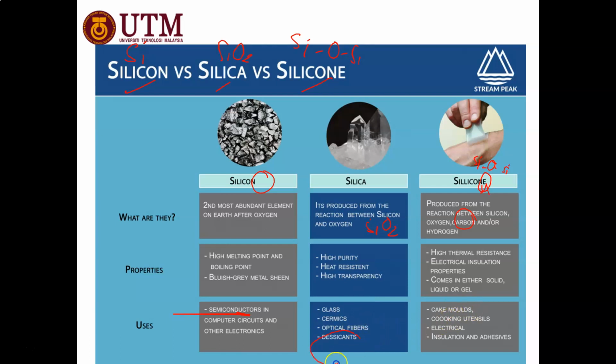Okay, desiccant yang saya sebut tu untuk serap air. While silikon dia banyak kita guna untuk cake molds, untuk baking, untuk cooking utensil, electric and insulation and adhesive. So itu beza antara tiga ni. Jangan tersalah bila kita cakap pasal elemen tak ada E, kena ingat benda ni orang selalu salah buat.